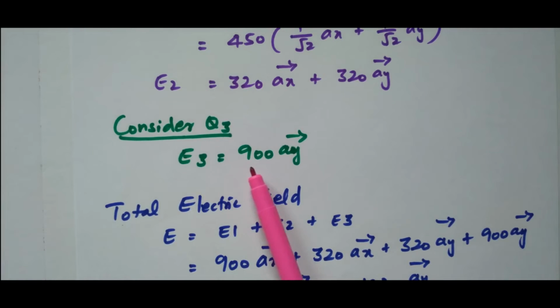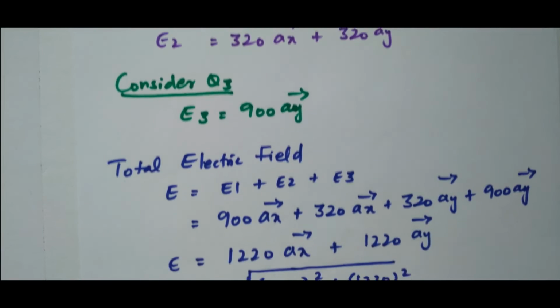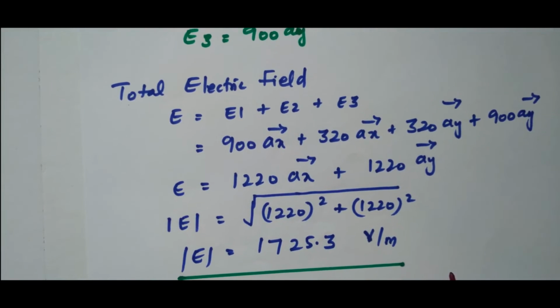E1 we already calculated as 900 AX. So E3 is also 900 AY. Only it is available as a vertical component, so there is no need to calculate again. The already calculated E1 value is taken as E3. Both E1 and E3 are the same. Only E1 is the horizontal component, E3 will be the vertical component. Now we got all three values due to Q1, Q2, Q3. So that can be added together.